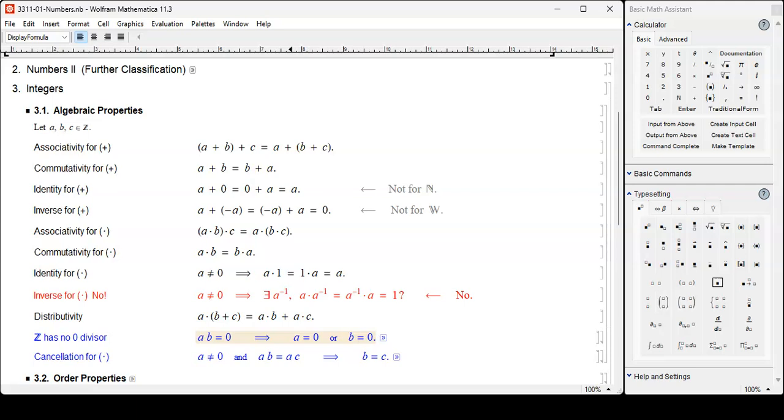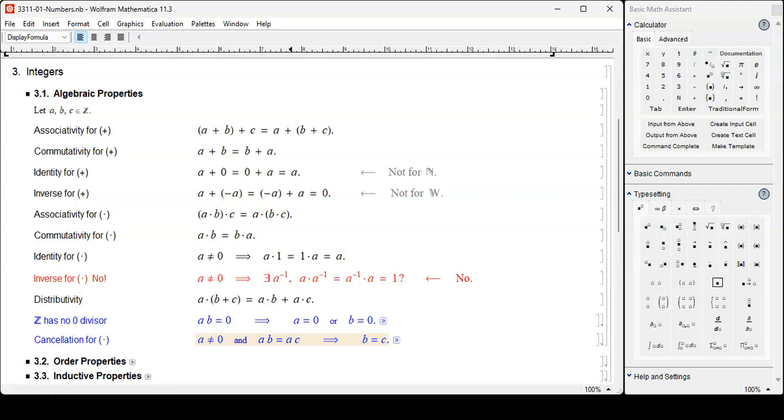If AB is 0, then either A is 0 or B is 0. There's no way I'm going to get 0 by multiplying two non-zero integers. So if both A and B are non-zero, then A times B should be non-zero as well. And it's the contrapositive here. And finally, the cancellation rule. If A is non-zero, then I can cross out, and we get B equal to C.